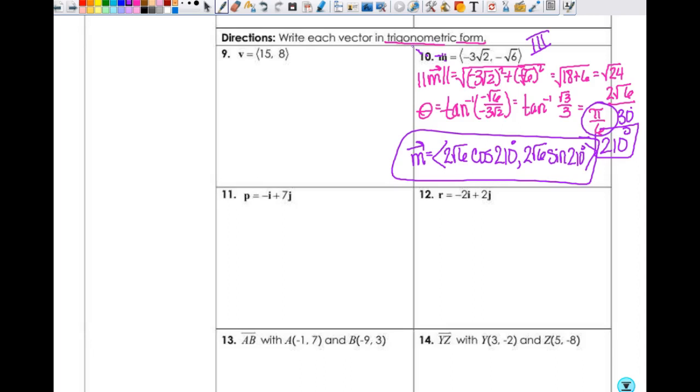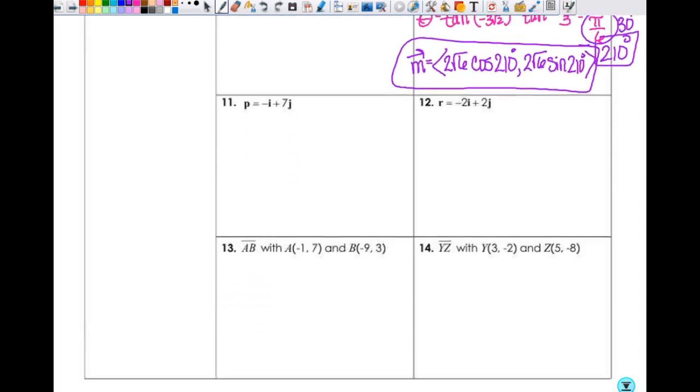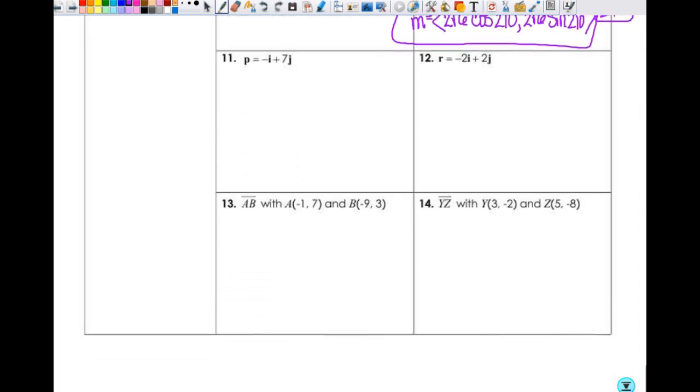All right, let's look at number 12. Number 12 is in the linear combination form. In order for me to be able to do what I need to do and for it to make sense to me, I really need it in component form. So what is this vector in component form? Negative 2, 2. It's that easy, right? Just take away the i, take away the j. All right, so go ahead and work on that. Find the magnitude. This should all be done without a calculator. Find the magnitude. Find the angle.